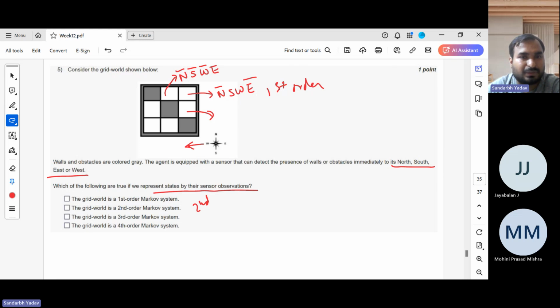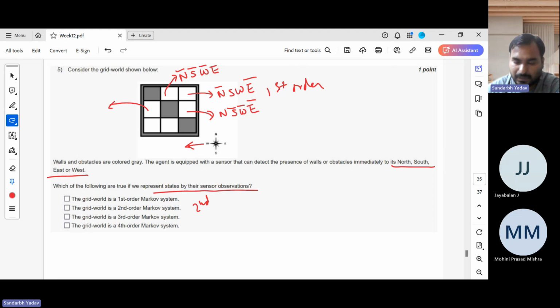So let's see this one. North, it's free. South, there is an obstacle. West, there is an obstacle. White ones are the valid states, you don't need to check for obstacles. And east also, there is an obstacle. So again, no clash till now. All of them are different.